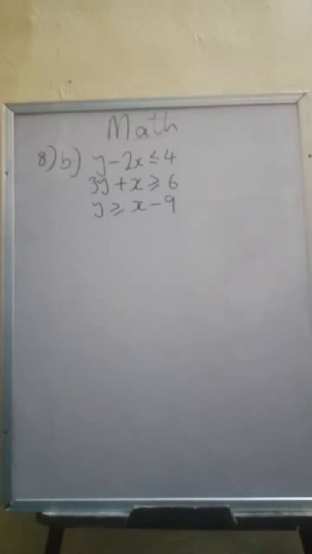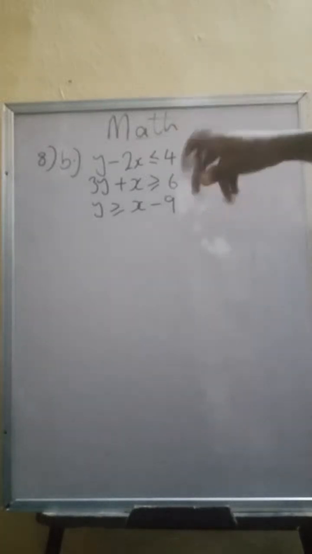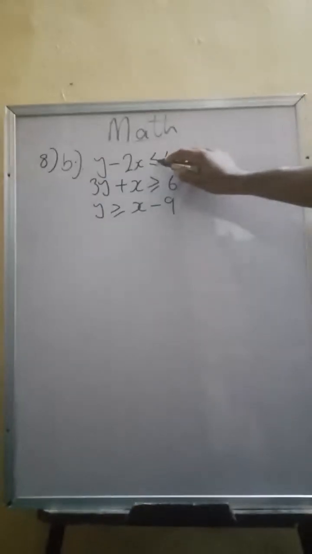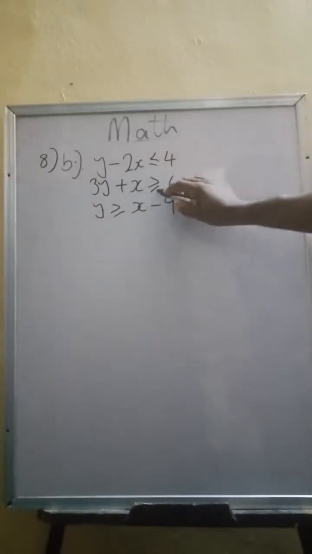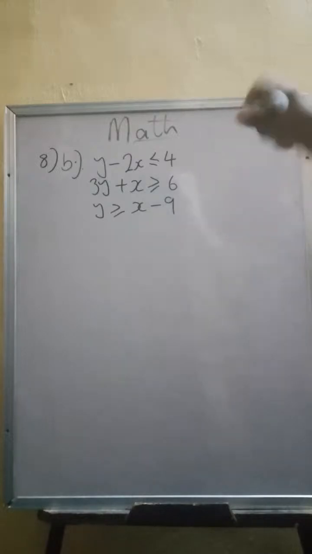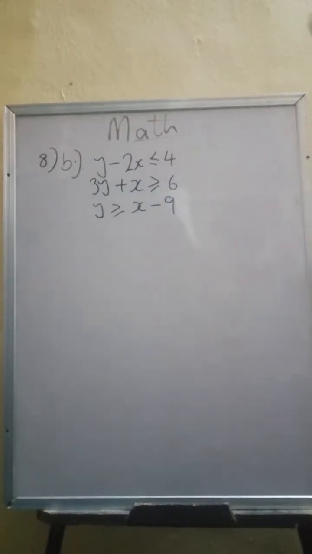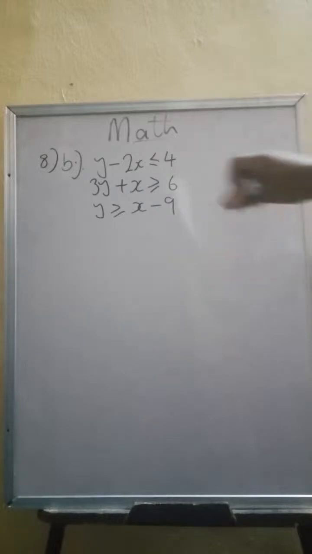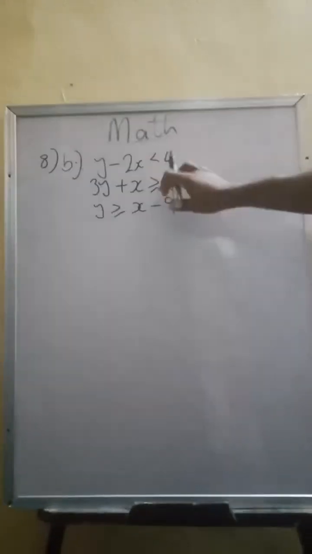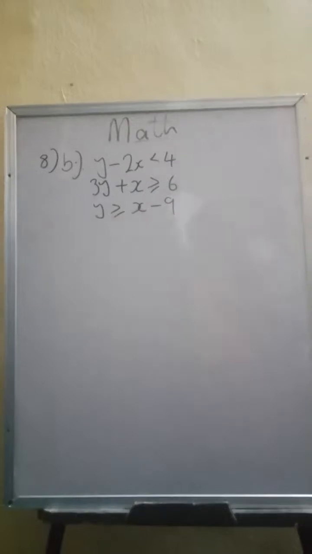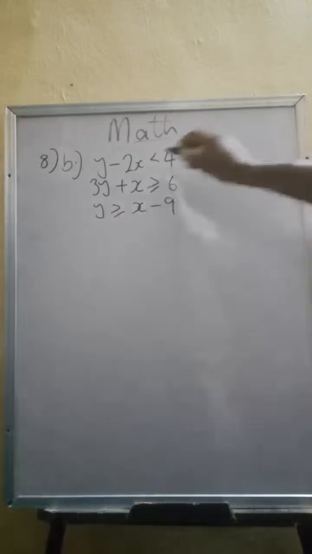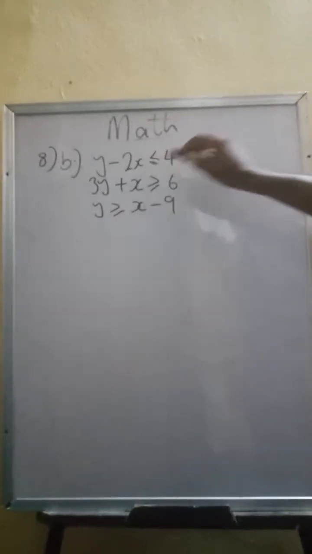Now to do this, here are some protocols to observe. Just 3 protocols. First of all, be sure of the nature of the line. If you have less than or equal to or greater than or equal to, then it means the lines will be solid, thick, unbroken. But if you don't have the equal to, then you have broken lines. We call it dotted lines or dashed lines. So in this case, the lines are solid.